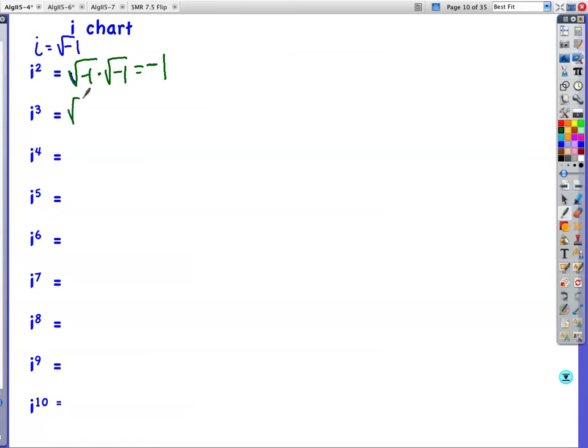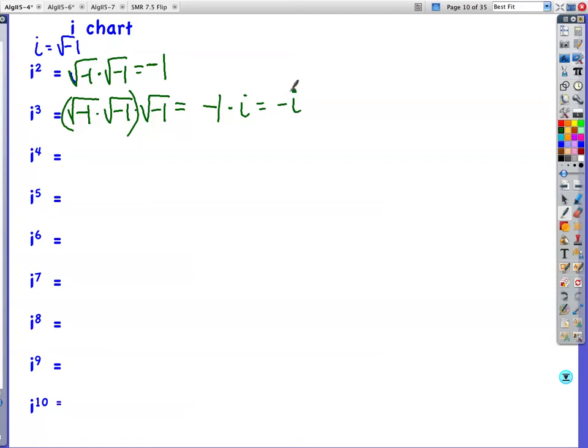Okay, i to the third power is square root of -1 times square root of -1 times square root of -1. This part, well, we've already figured it in the previous one, is -1. And what is square root of -1? i. So I'm going to take -1 times i, or just -i.